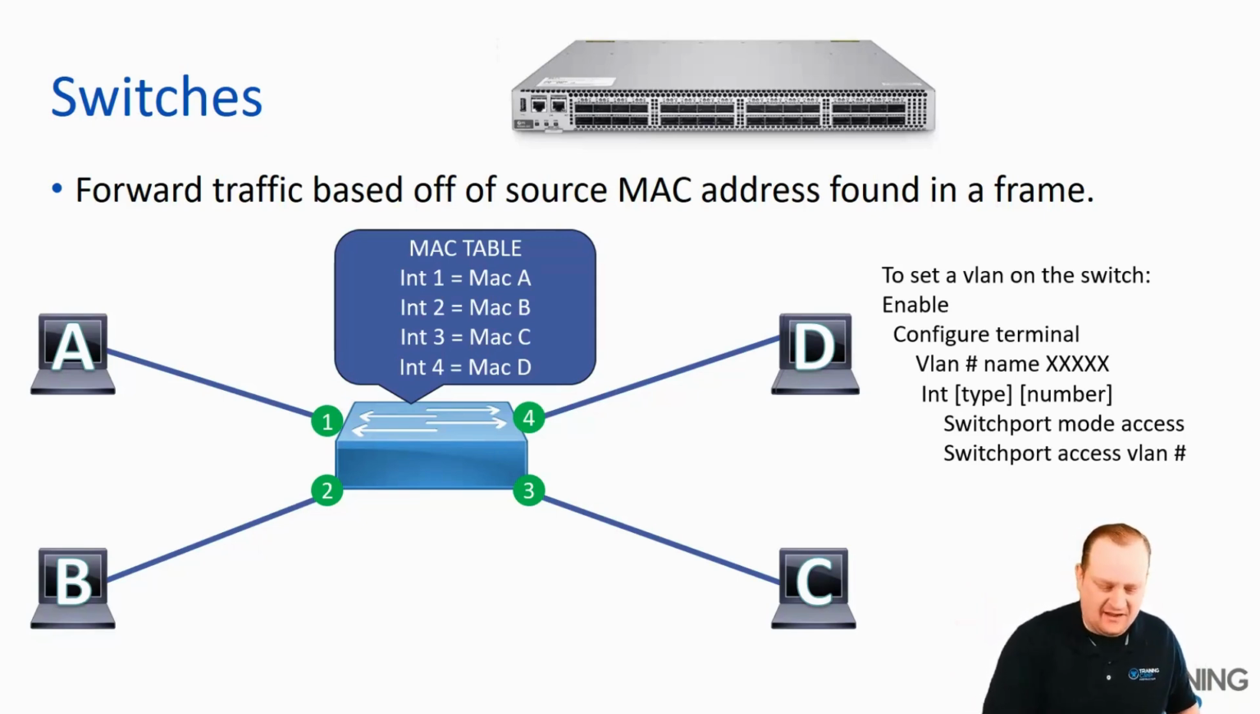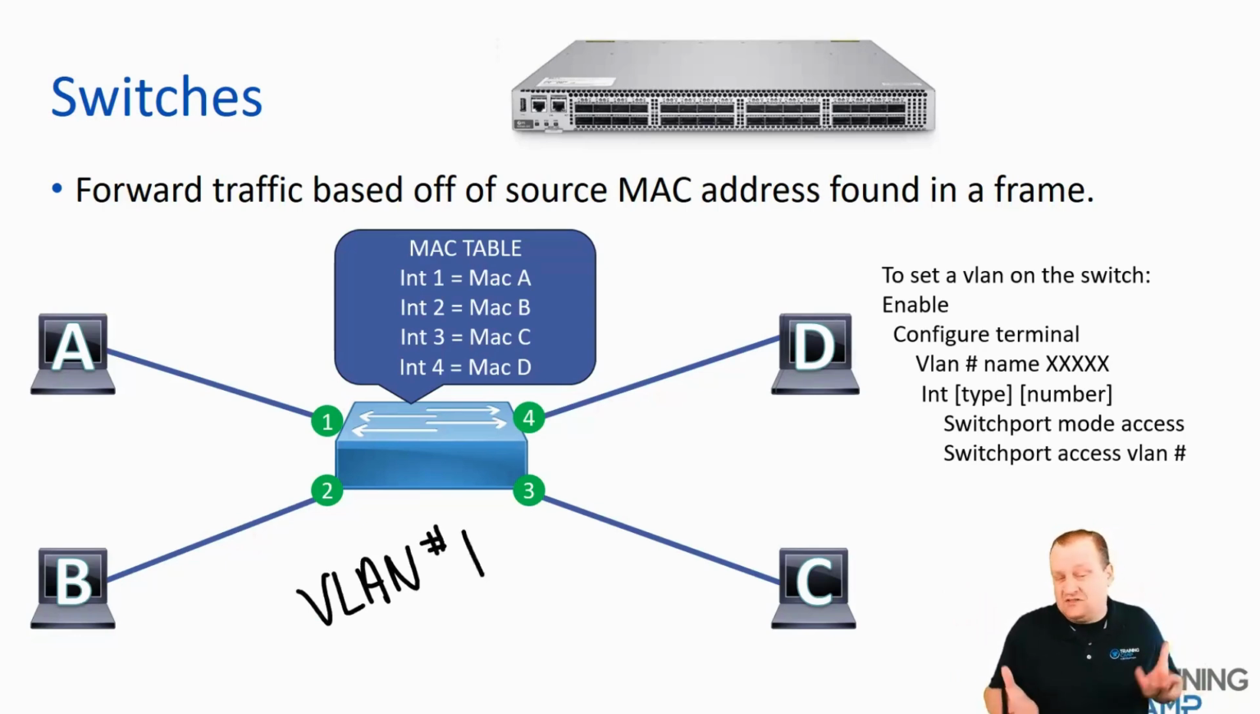Now, what is a VLAN? Well, at the moment, assume all the devices you see here, A, B, C, D, are all part of what we'll call VLAN number 1. And if that is the case, they're all in the same VLAN, so we could assume they can all talk to each other. VLAN stands for Virtual Local Area Network. They're all in the same local network. They're all in one, so they can all talk.